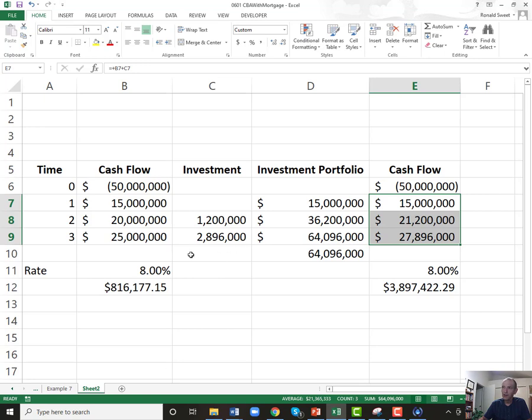And what I told them, their biggest mistake, remember the 64,096. Their biggest mistake was they assumed they got this $15 million, and then they assumed they invested it to make 8% to get this $1.2 million, but they never had to wire that money to anyone.